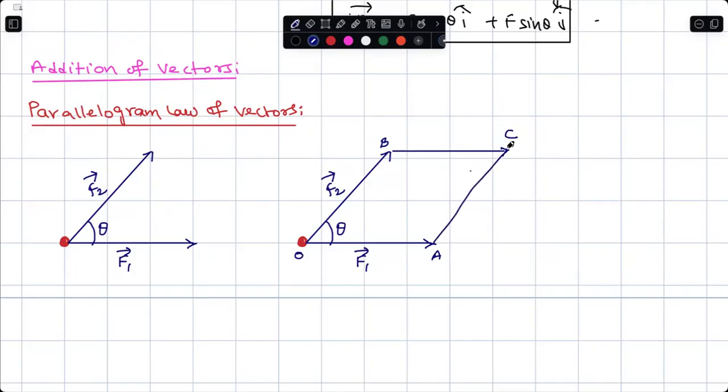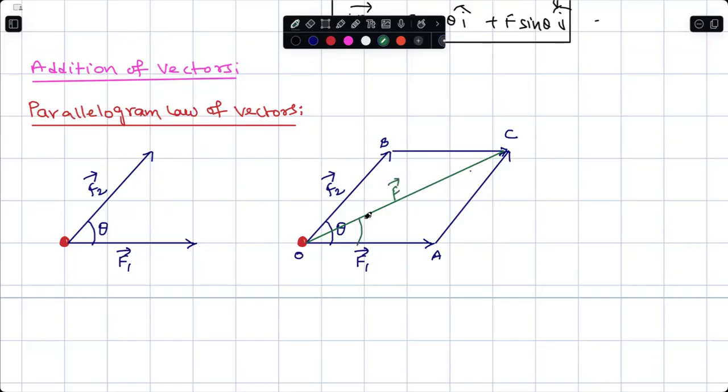Similarly, you draw another line like this, AC, which is parallel to OB. So OB direction and AC direction are the same, OB magnitude and AC magnitude are the same. Right. Now what do you want? The resultant is represented by the diagonal drawn from the same point. Remember, F1, F2 originated from O. Even the resultant is also originated from O.